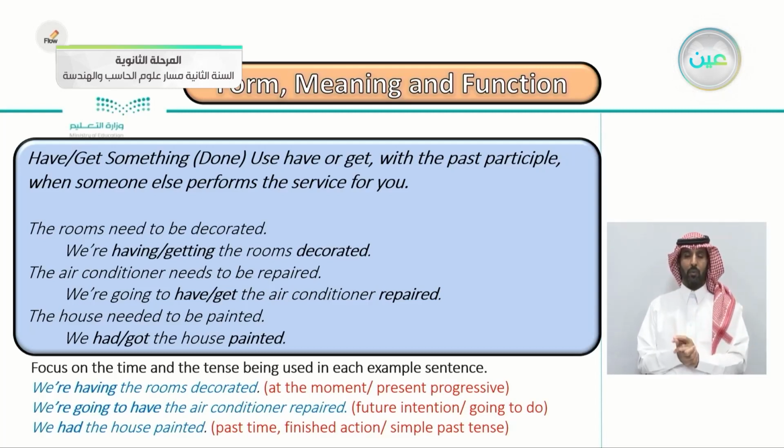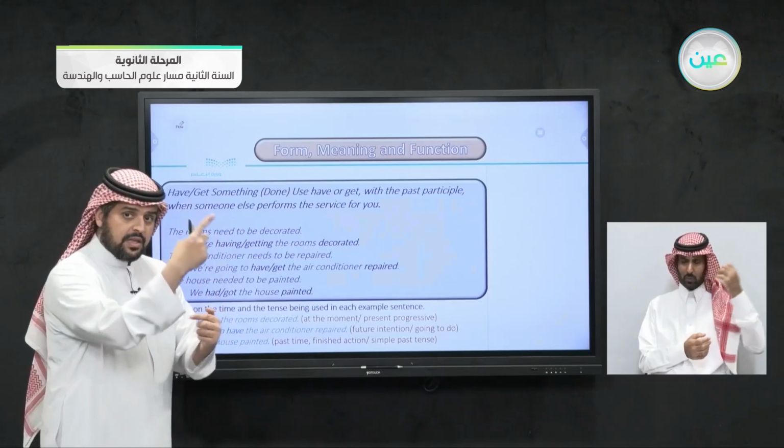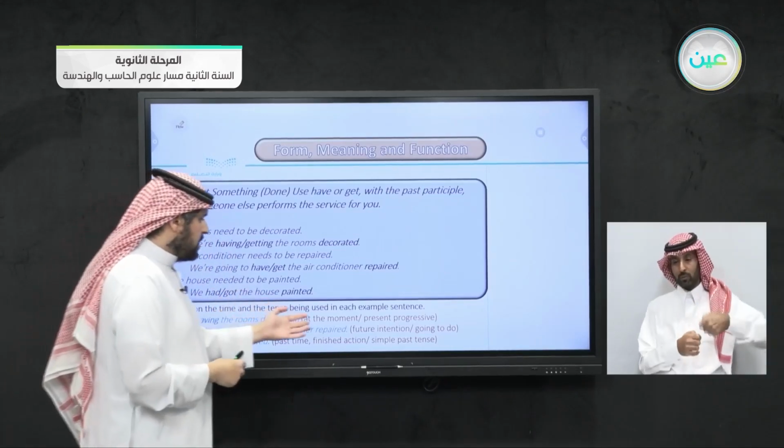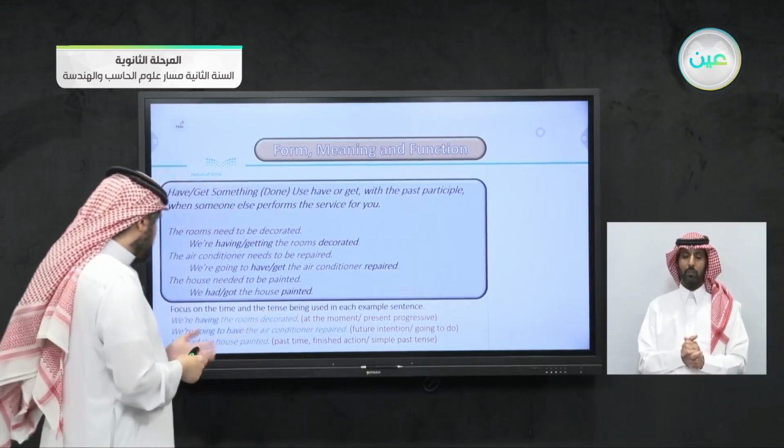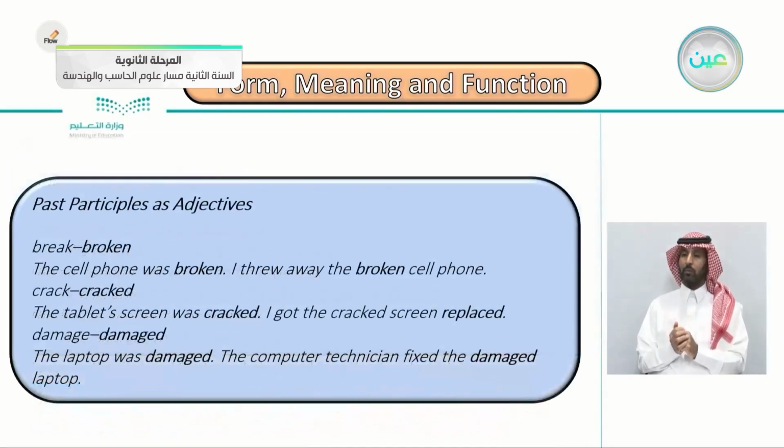The second example, we're going to have the air conditioner repaired. We're going to have, this is talking about the future. Very good. Future intention, going to do. The last one, we had the house painted. Had, this is very obvious, past tense. Again, past time, finished action. Simple past tense.